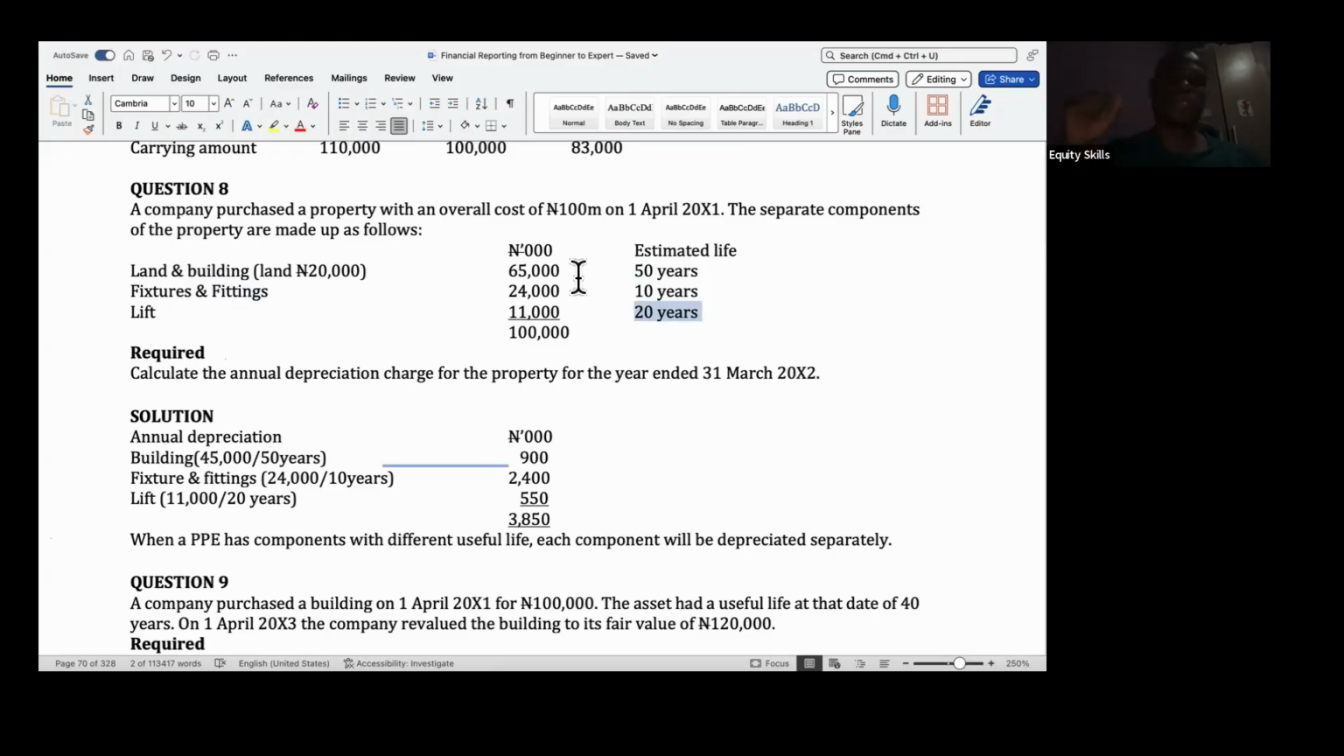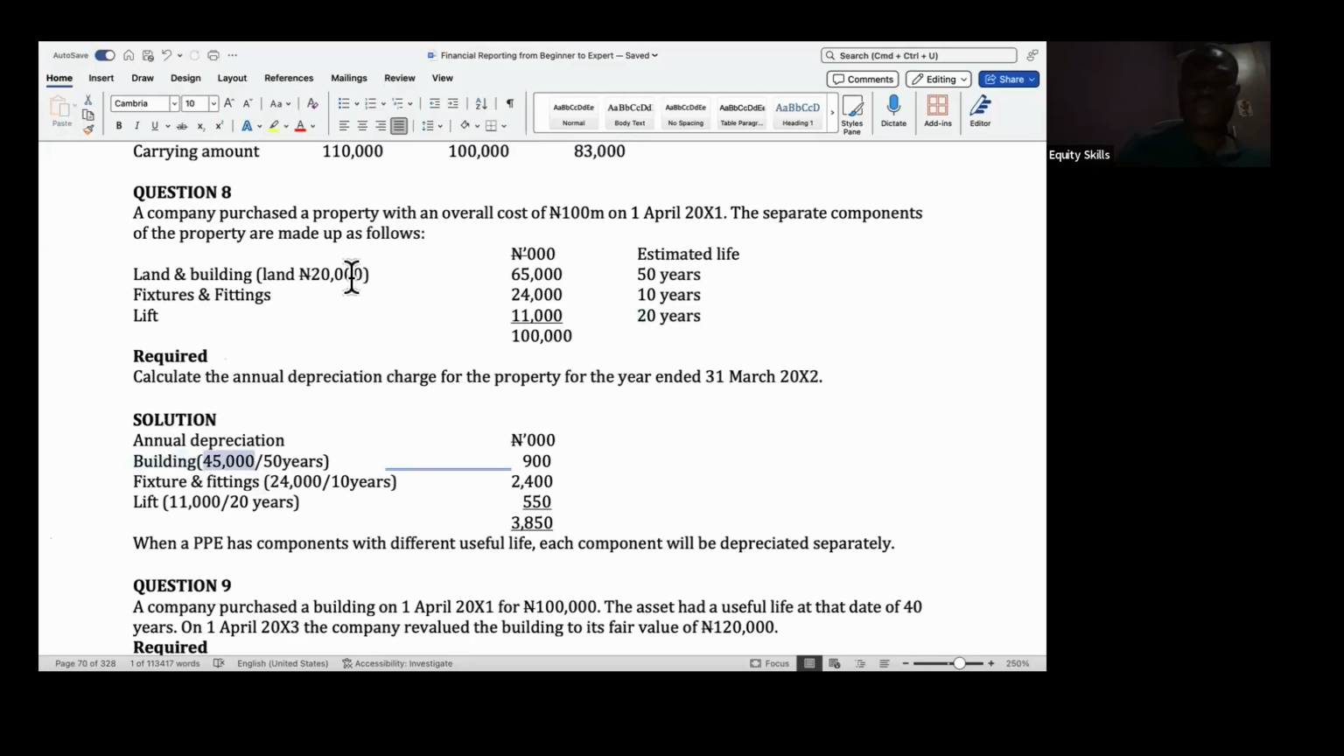And the principle there is that depreciation must be calculated separately for each component. Again, the principle there is that depreciation must be calculated separately for each component. And that's what we're going to do here. So the annual depreciation, first for the building, I'm excluding land. That's why I have 45,000. So this 45,000 is 65 minus 20. We don't depreciate land. So we have 45,000 divided by 50 years.